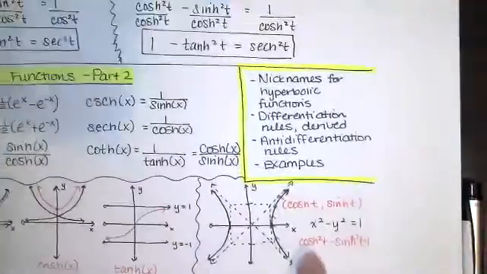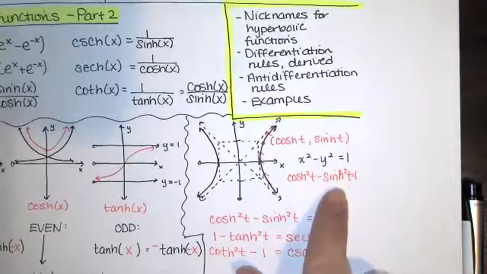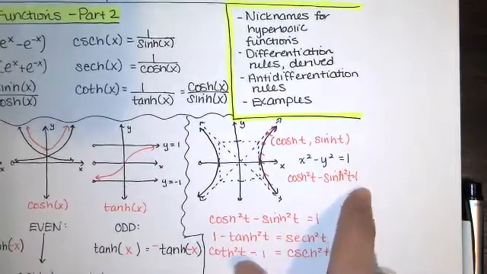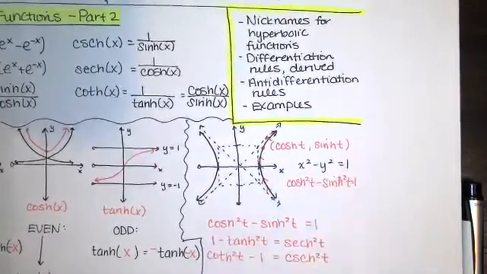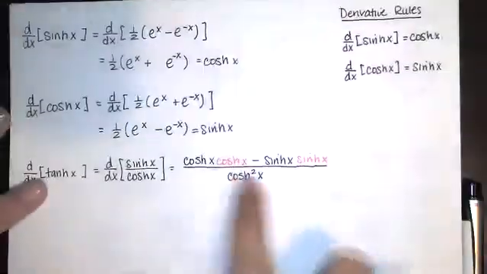Remember that identity. Hyperbolic cosine squared minus hyperbolic sine squared is 1. We proved that in the last video, and then we reminded ourselves of that at the beginning of this one. So that numerator is just 1.